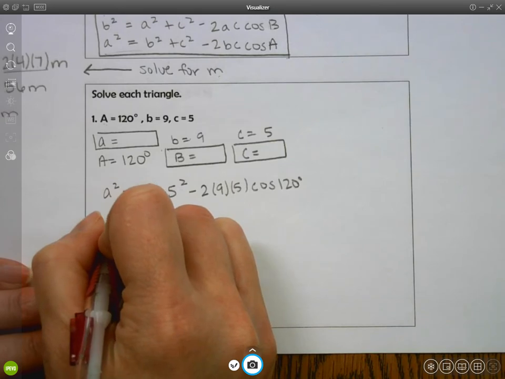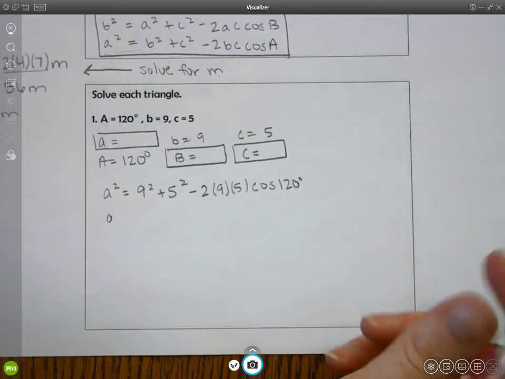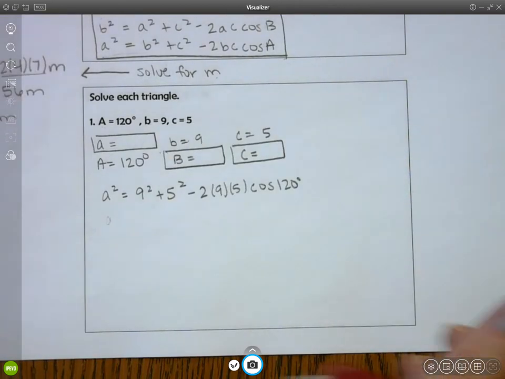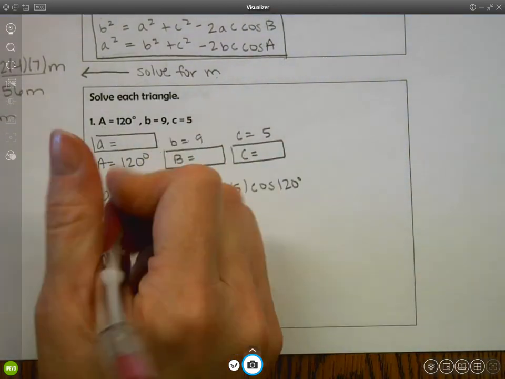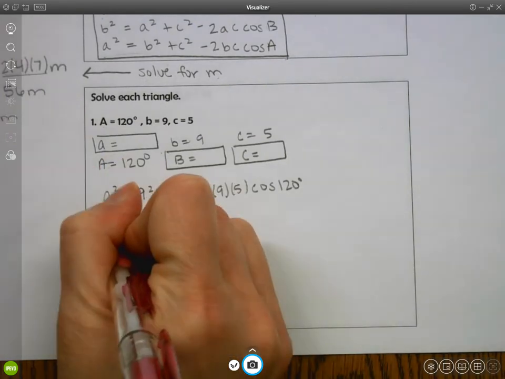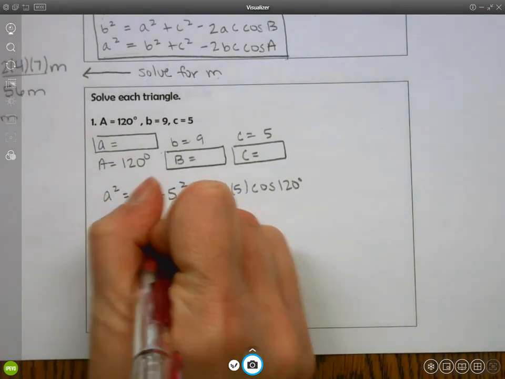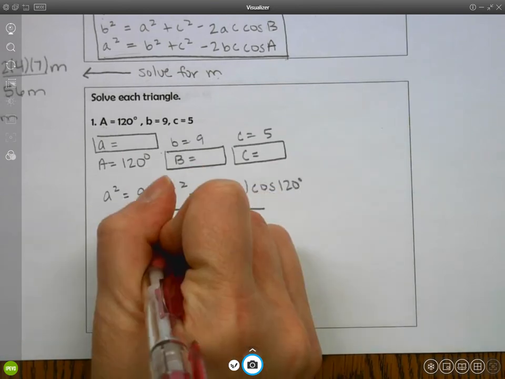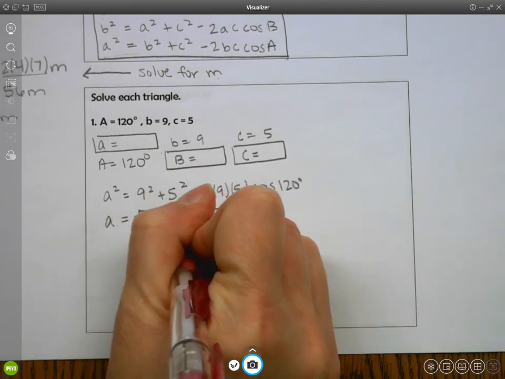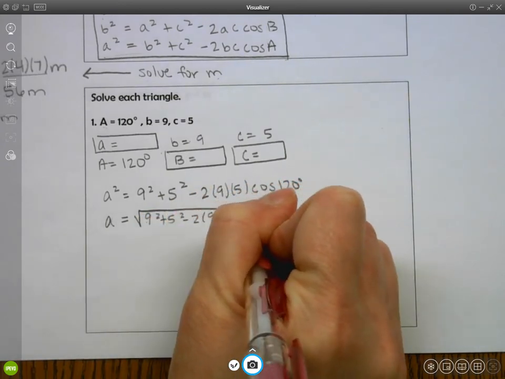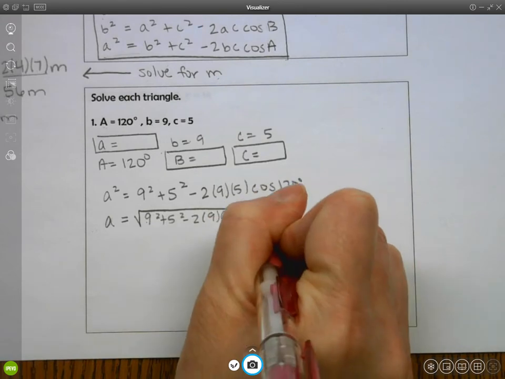Here is what I'm going to do. When you have one that looks like this, when you're not solving for an angle, instead of doing all of the work, I'm going to let the calculator do it for me. To get a by itself, I'm going to take the square root. So a is equal to the square root of all of this, and that's exactly what I'm going to put in my calculator. Honestly, if I'm writing this on my own paper, I don't even write this down again. I just draw an arrow and say, take the square root of that thing up there.